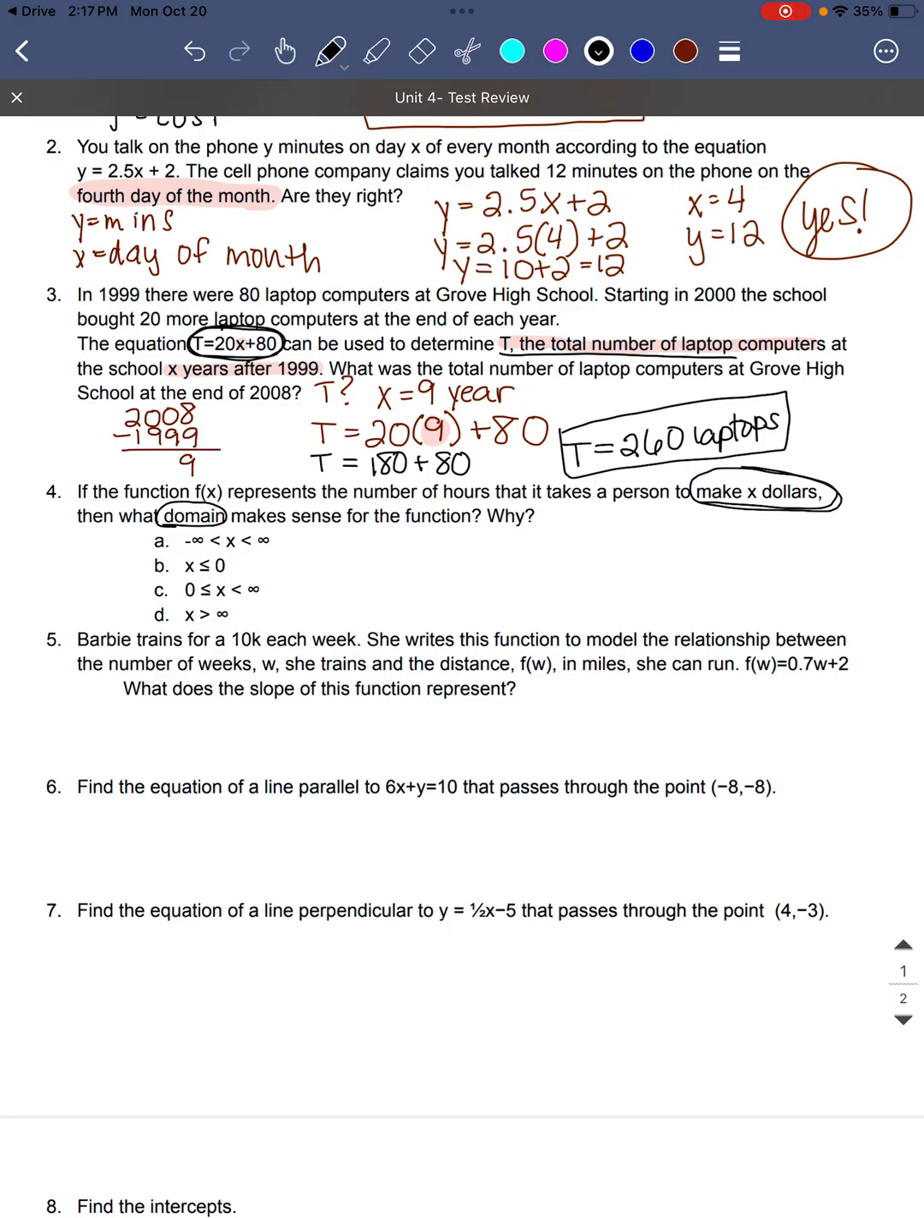Now, the way that they word it, it sounds like they're making money. So their amount of money is going up. So they are actively getting money. They're not losing money, they're making money. So it's not going to make sense for them to be making negative $5. So in this case, negative money does not make sense.